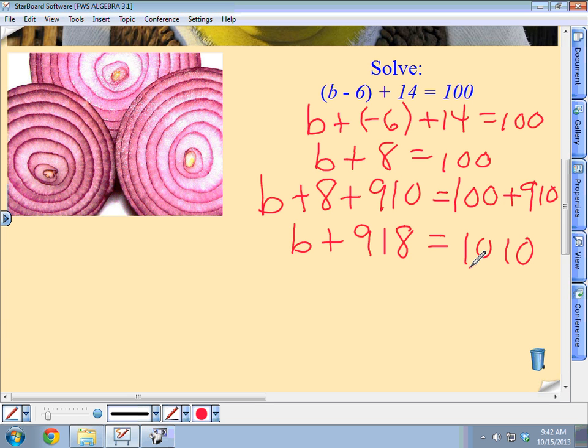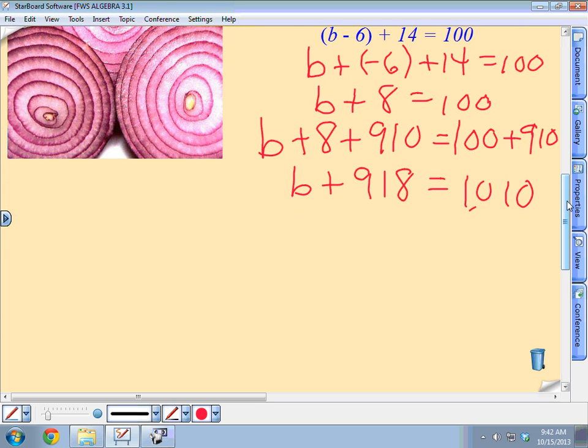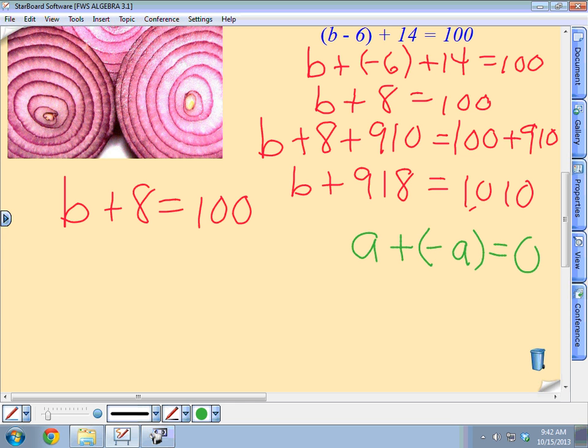All right. So now the question is, what will help us then? If I can add or subtract anything I want, what will help us? We said these equations are like onions, right? So we got to b plus 8 equals 100. Now remember this property: a plus negative a equals 0. What property is that? Anybody? No, it's not identity. Property of opposites. Yes, if you add things that are opposite, you get 0. Anything plus its opposite gives you 0, right?